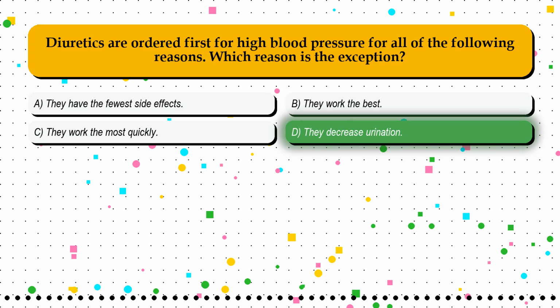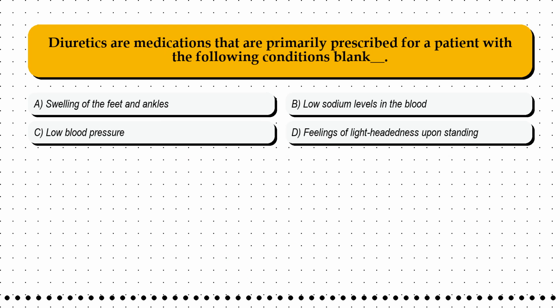The correct answer is option D, they decrease urination. Question 29. Diuretics are medications that are primarily prescribed for a patient with the following conditions blank blank. Option A, swelling of the feet and ankles. Option B, low sodium levels in the blood. Option C, low blood pressure. Option D, feelings of lightheadedness upon standing.